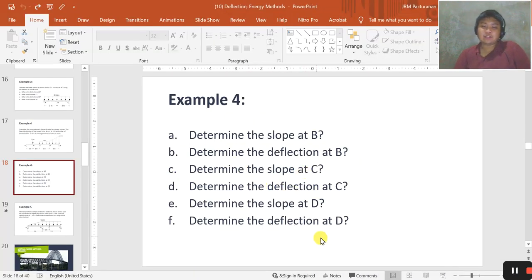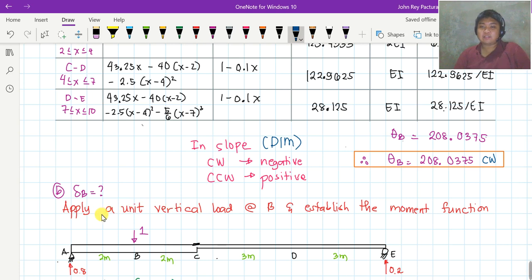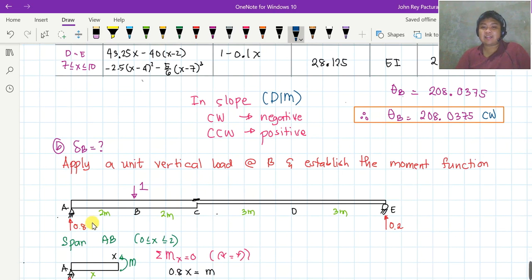The question is the deflection at B. So how do we solve its deflection? Well, of course, you apply a unit vertical load at point P, because that is our principle in virtual work. And just like in letter A, we consider only two spans in establishing the moment function: span AB and span BCDE. The reactions at support A is point 8 while at support E is point 2. You may prove that by yourself.